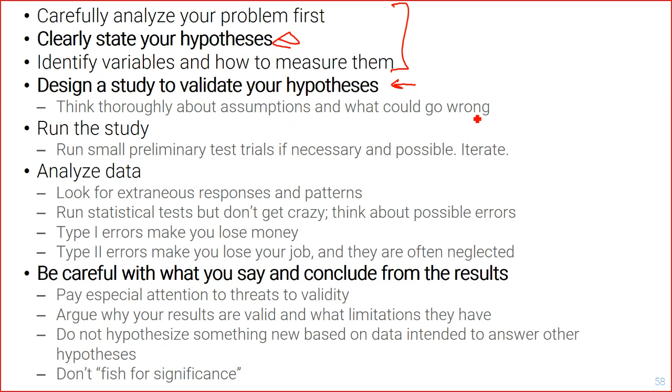You run the study, and then you analyze your data. Look for extraneous data, anomalies, run statistical tests, but don't get too crazy about which one and assumptions and all that. Think about all the possible errors that are being made before there. And as I say, type 1 errors make you lose money, but type 2 errors make you lose your job, and they're often neglected.